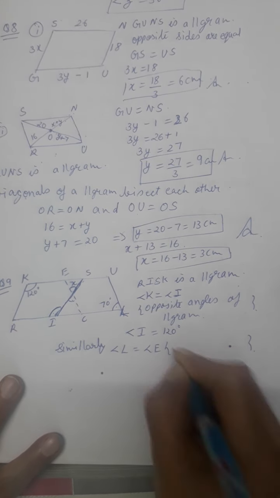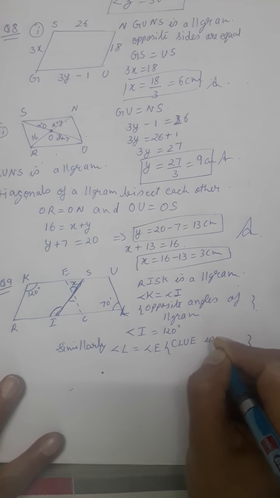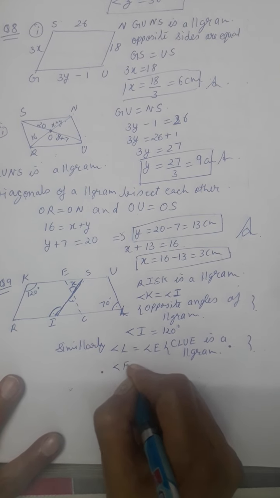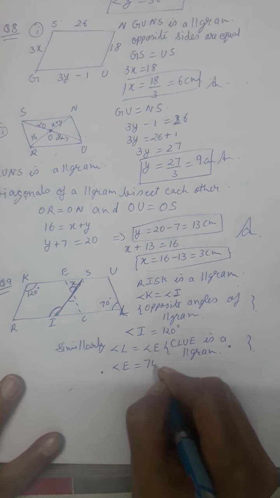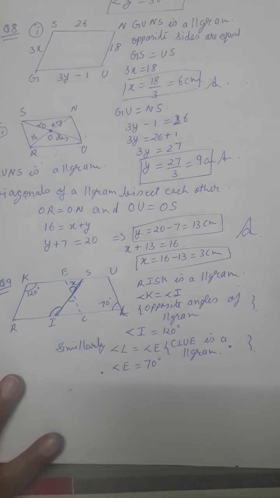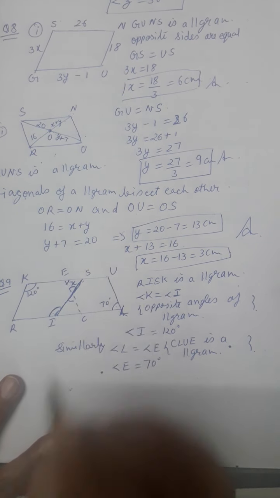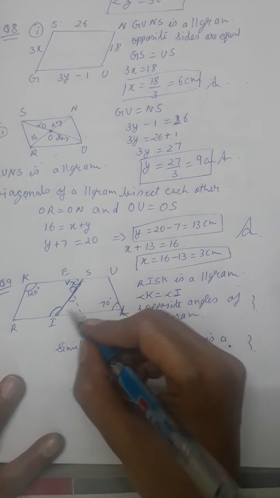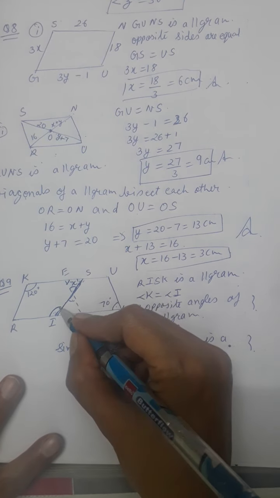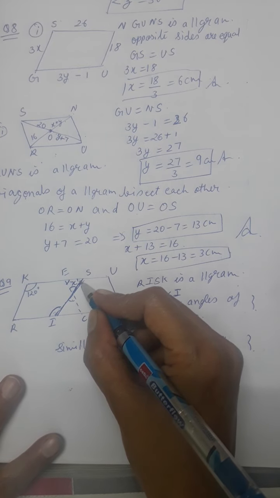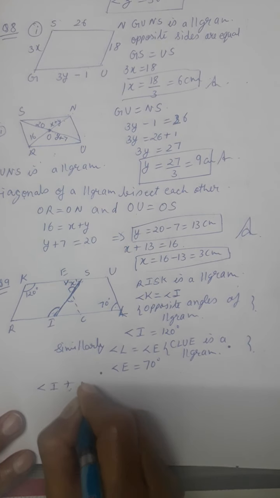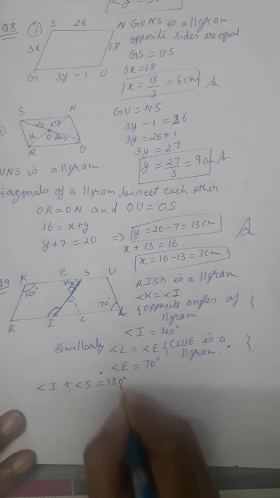Why? You can write down the reason. CLUE is a parallelogram. So what will be the value of angle E? Angle E will be equal to 70 degree. Okay, so you have got this angle E. Now we are supposed to find out angle S. Just directly also we can find out that angle I and angle S, what type of angles are these? Adjacent angles, and adjacent angles of a parallelogram are supplementary. So angle I plus angle S equals 180 degree.